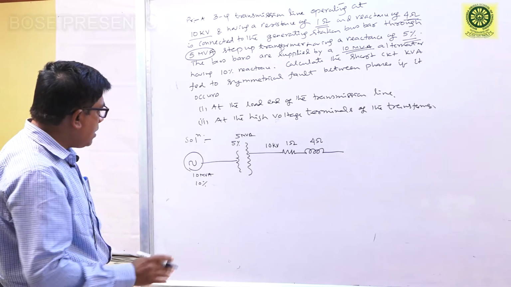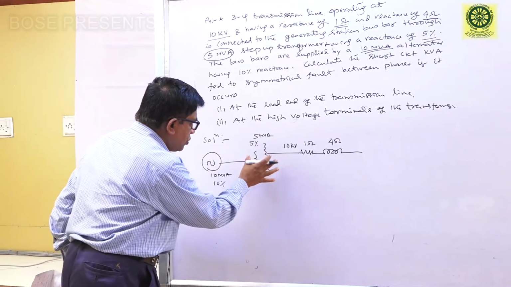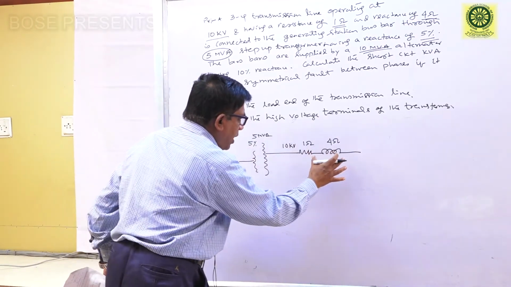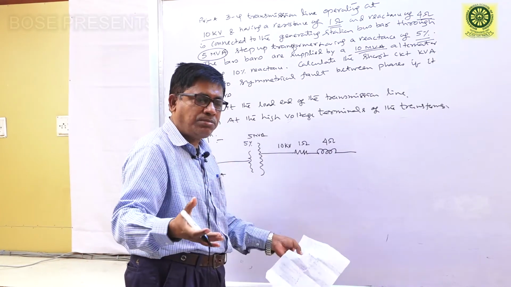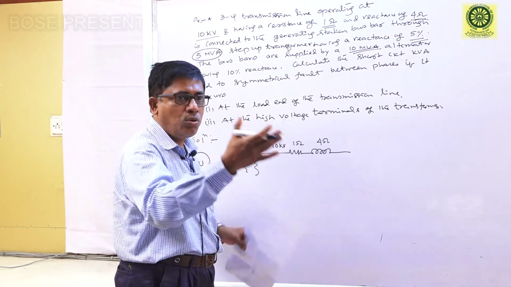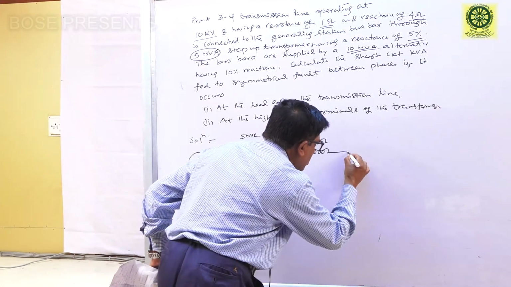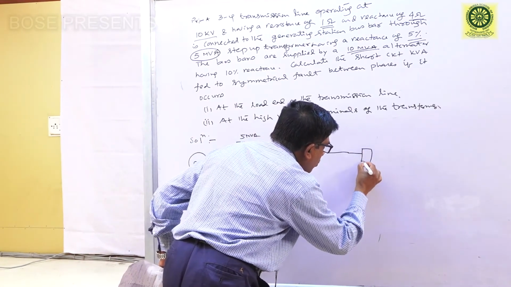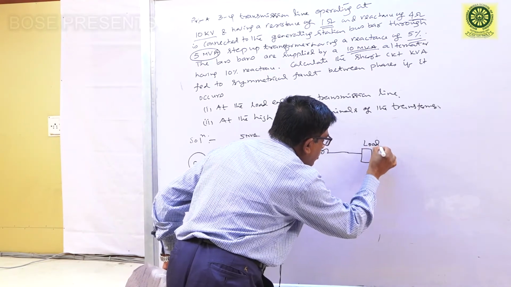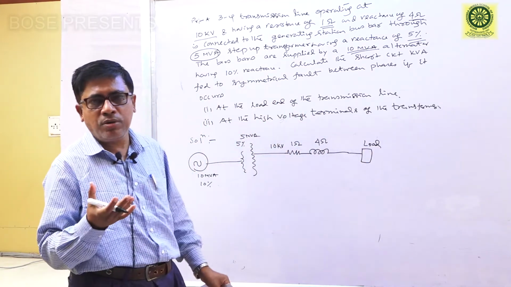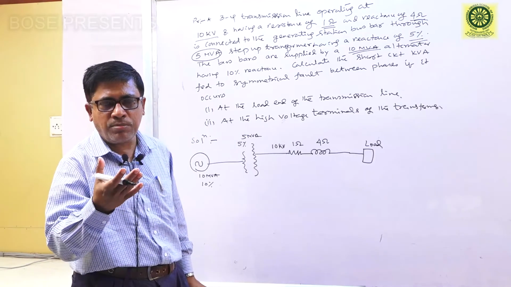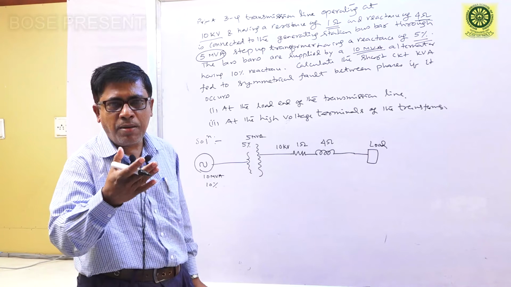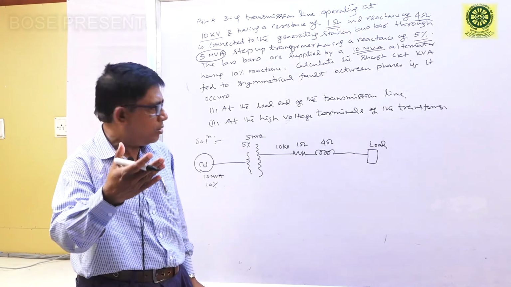Now this is your alternator, this is your step-up transformer, this is your transmission line, and finally it is connected to the load. When power is generated, how to transmit it? Finally it will be connected to the load station. Let this be the load station. So this is your single line diagram: alternator connected with a step-up transformer, then a transmission line, finally connected to the load.